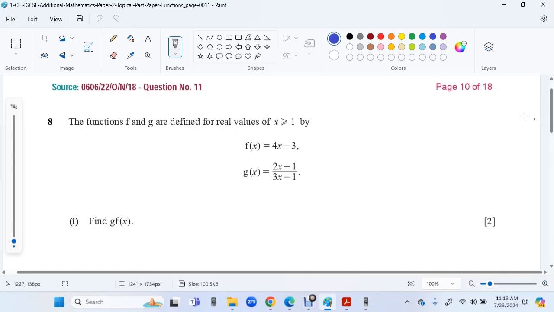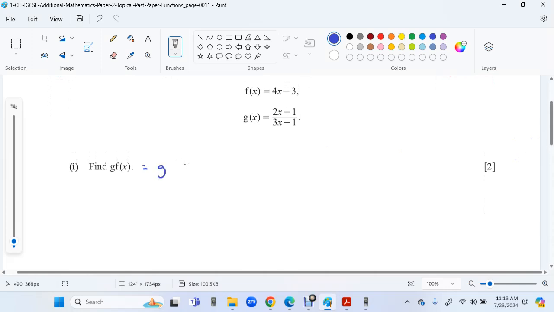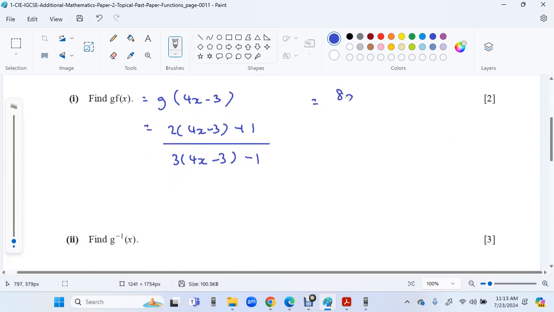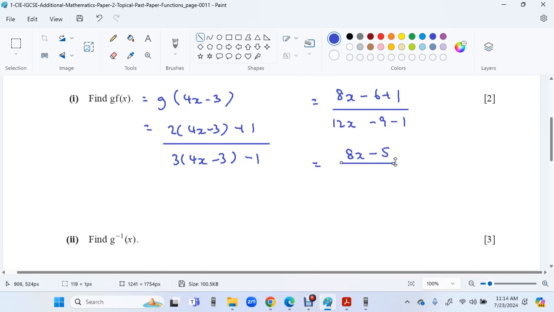Question number 8. f and g are defined for real values of x greater than or equal to 1. So we want to find gf(x). So gf(x) is g(4x - 3). So it's 2(4x - 3) + 1, and the whole thing divided by 3(4x - 3) - 1. So it will become (8x - 6 + 1) over (12x - 9 - 1). So it is (8x - 5) over (12x - 10). Okay.